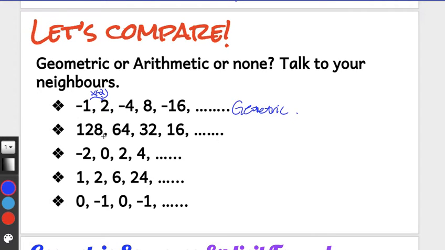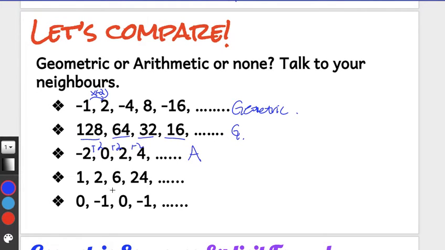And this one, the number is getting smaller, right? And if you look closely, it's getting halved, right? So this is also geometric. At the same time, we're just going to put G here. And this one, negative 2, 0, 2, 4, the number is getting bigger by adding 2. So this is going to be arithmetic.